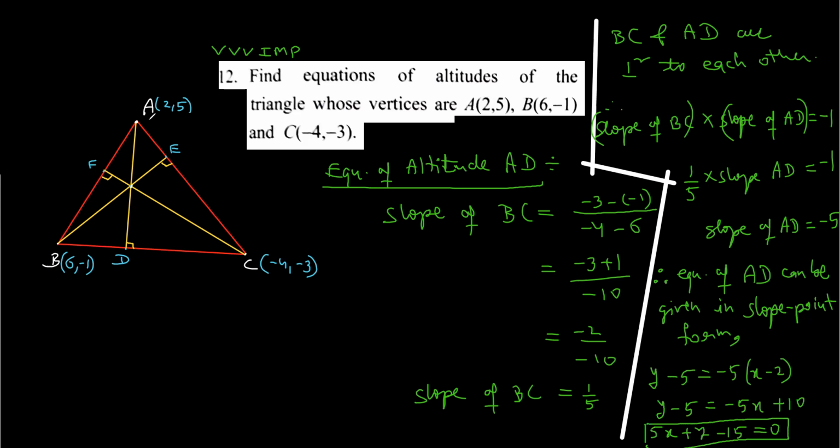Once you get the slope of AC, then you will write BE and AC are perpendicular. So slope of BE into slope of AC is -1. You will get the slope of BE. Once you have the slope of BE, then you will use slope point form because you have a point on BE, and then you can get the equation of BE. And the same way you can do it for CF.